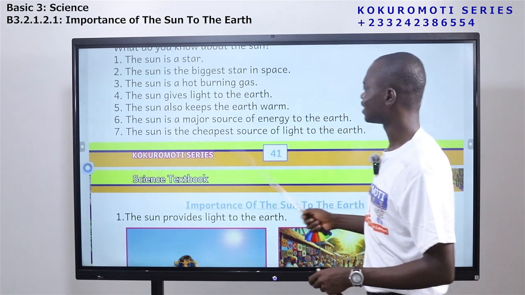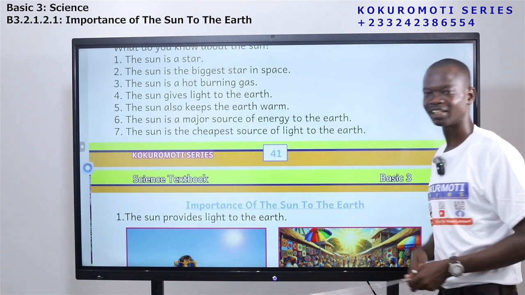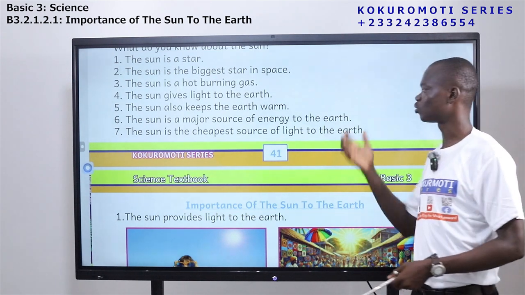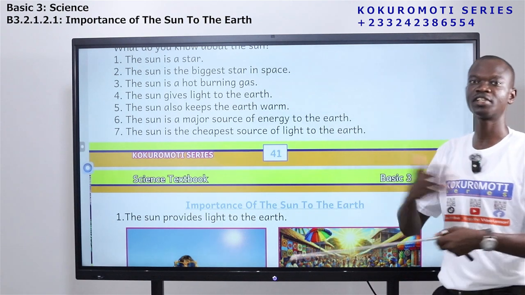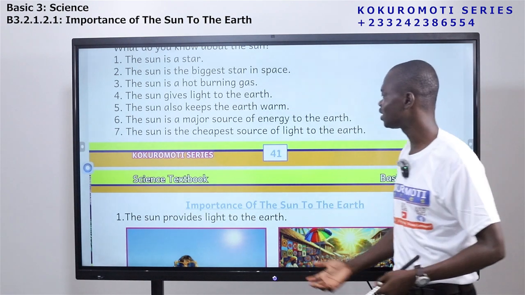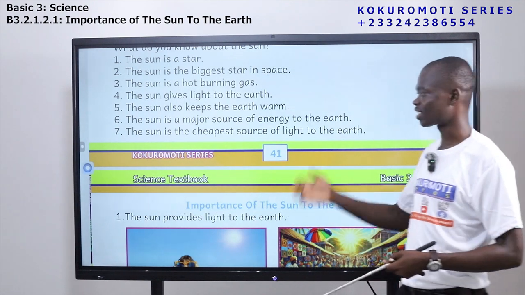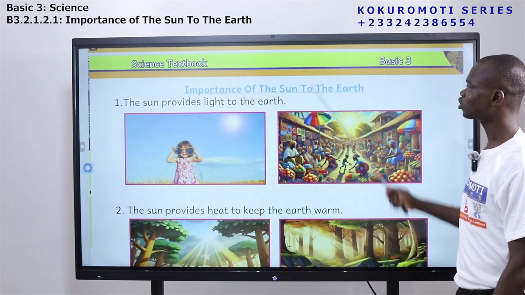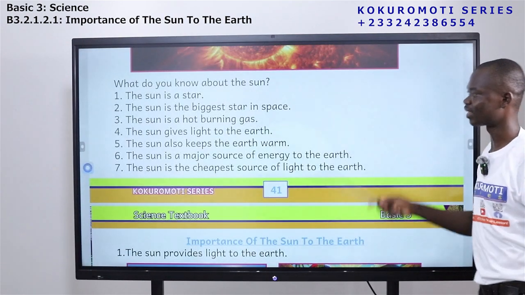So the sun is the cheapest source of what? Light. It comes at no cost. We don't pay for it. So the sun gives us free what? Free light. Now, these are the basic things that you should know about the sun.